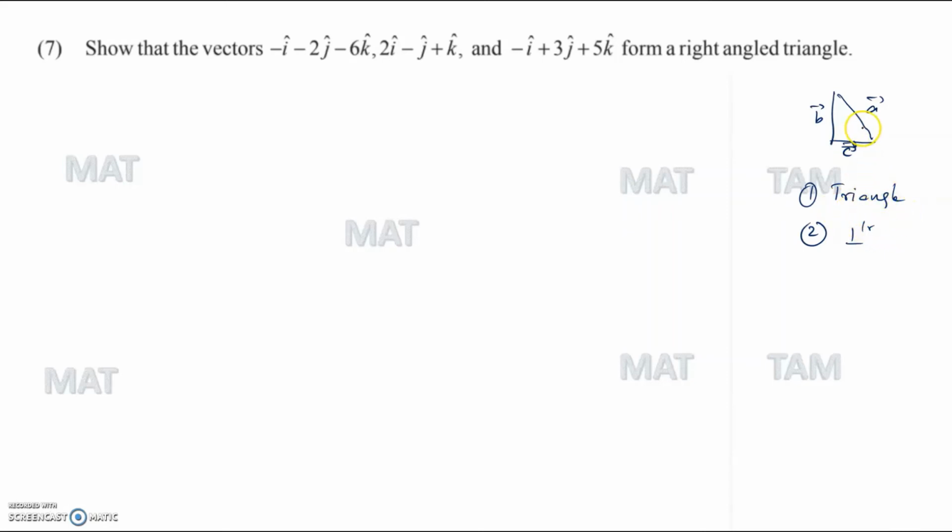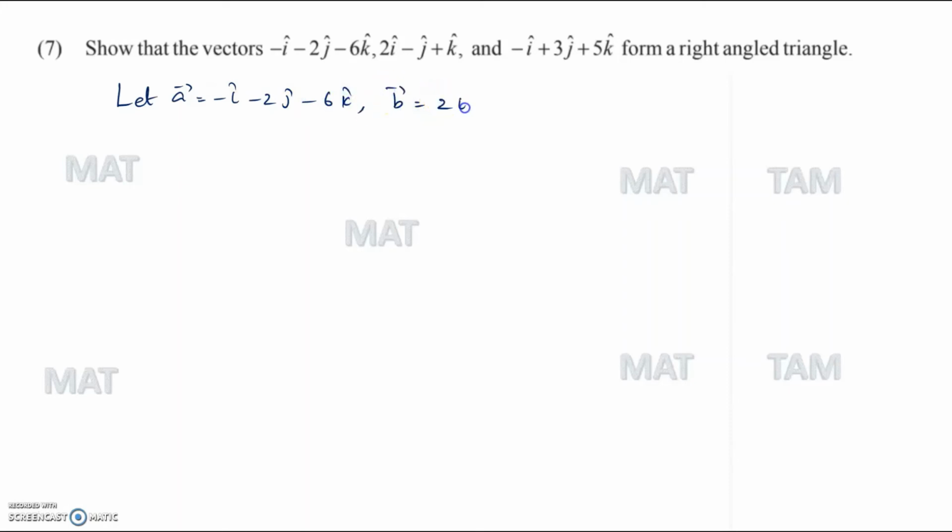So to prove it's a triangle, if you add all the sides A, B and C, you should get 0, which means if you add the three vectors, you should get 0. And for perpendicular, you have to show that any two sides, let's say maybe B dot product with C is equal to 0, then these two sides are perpendicular. So now let's try and do the problem. Let vector A be minus i cap minus 2j cap minus 6k cap. Vector B is equal to 2i cap minus j cap plus k cap, and vector C is equal to minus i cap plus 3j cap plus 5k cap.